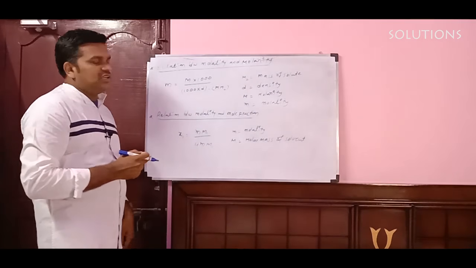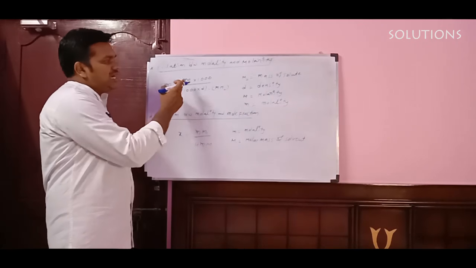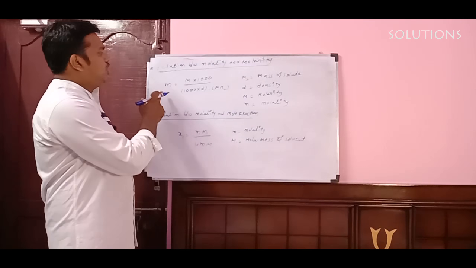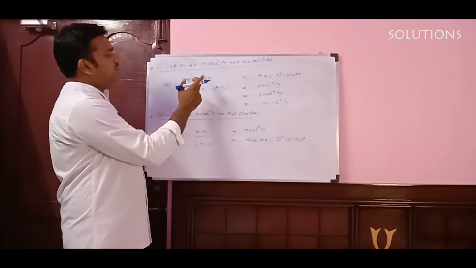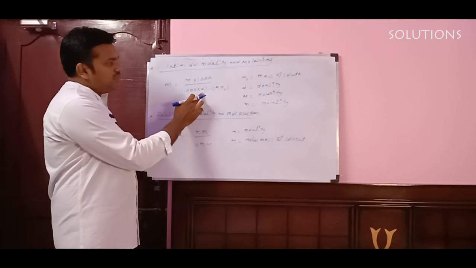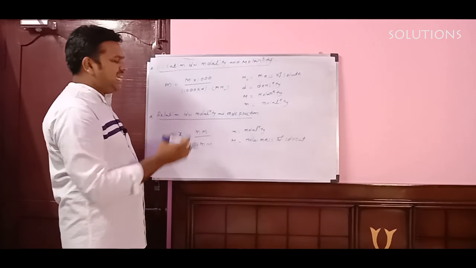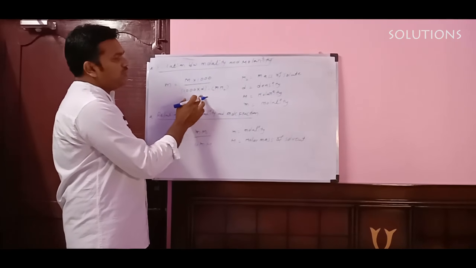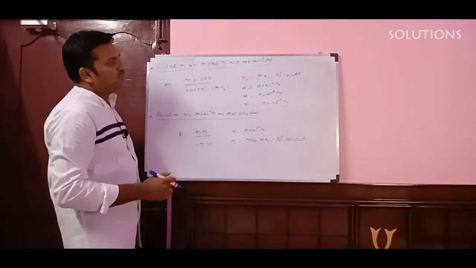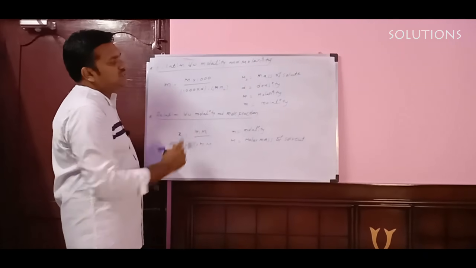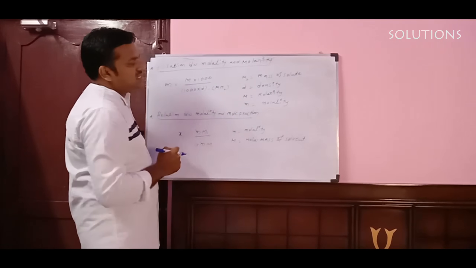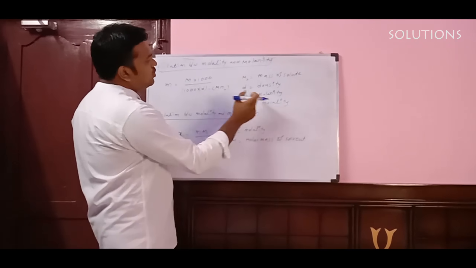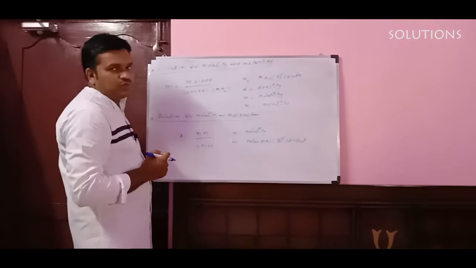We use this formula when the density is given, molarity is given and the mass of the solute is given. Molality small m is equal to M into 1000 by 1000 into d minus M into m2. What is m2 here? m2 means mass of the solute. What is d? d means density of the solution. Capital M is molarity and small m is molality.